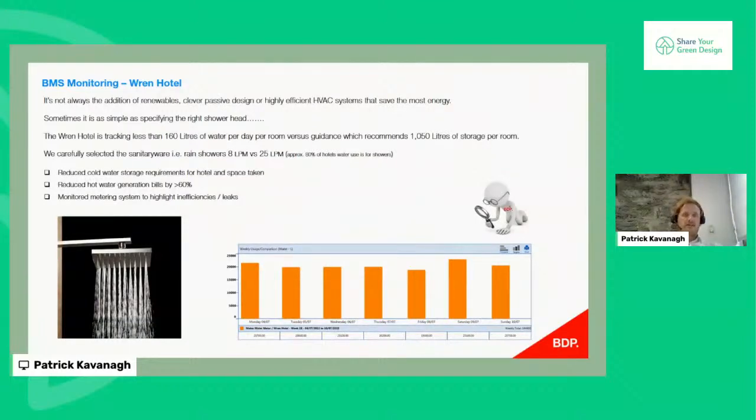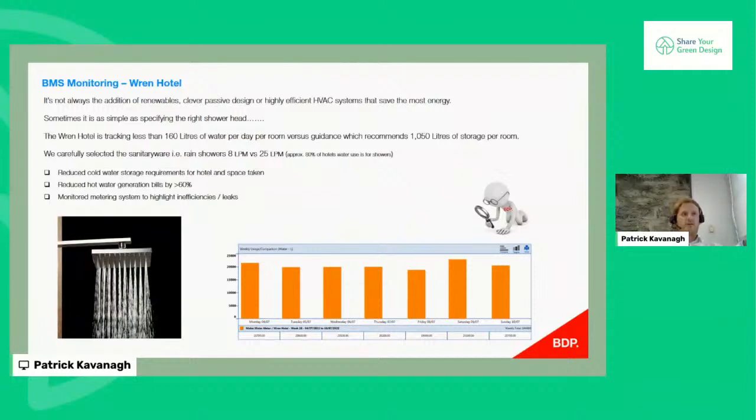With the Ren Hotel, this is a great example of that. We talked about the heat pumps, the facade, passive design, building form, the highly efficient HVAC system, but it's not always them that saves the most energy. Sometimes it's as simple as specifying the right shower head.